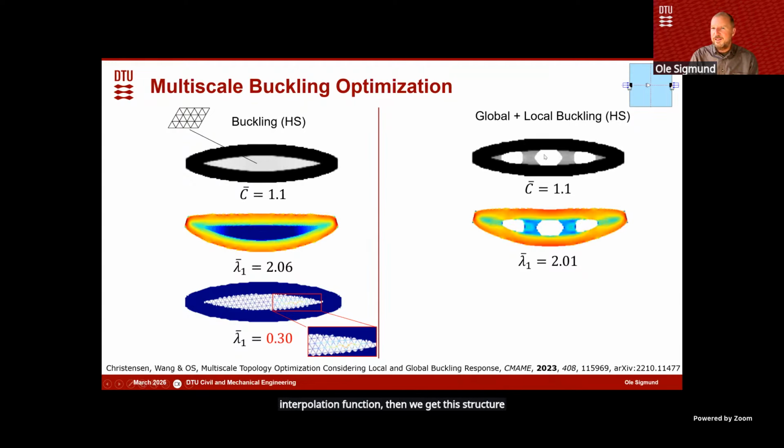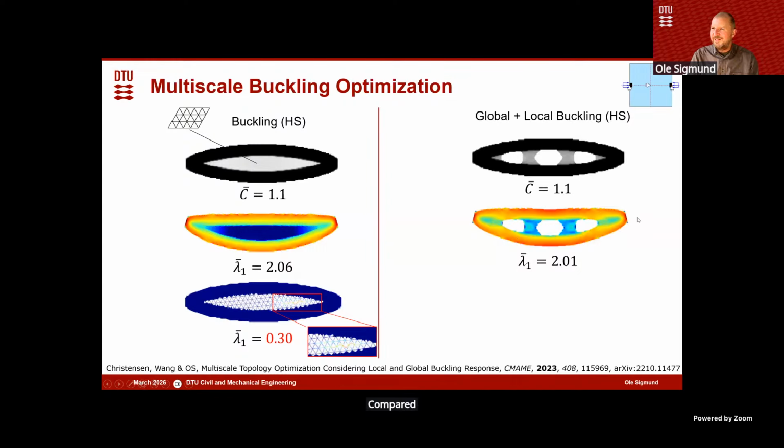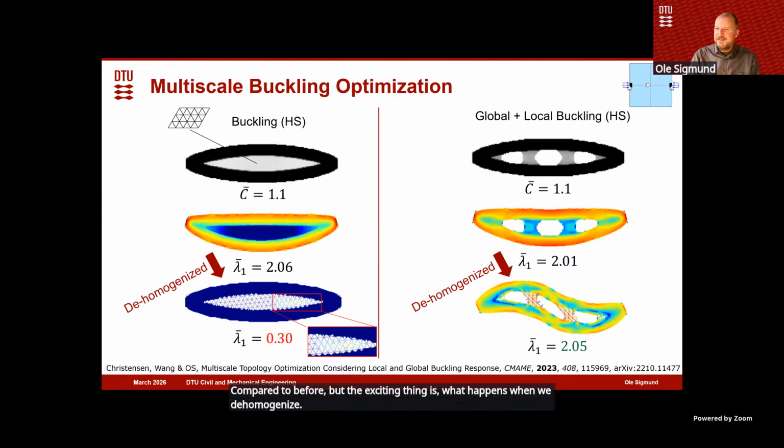And we see now that it doesn't use microstructure everywhere. And when it uses microstructure, it has a higher density than before. And so we lose a little bit in the eigenvalue compared to before. But the exciting thing is what happens when we de-homogenize. And in this case, this shows the de-homogenized first eigenmode. And we actually see that the eigenmode or eigenvalue is higher, even higher than we predicted from the homogenization-based result. So this is a success.